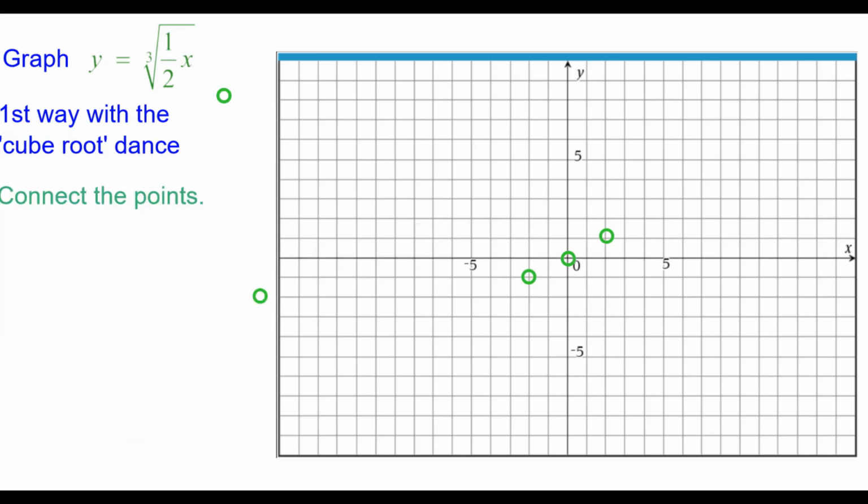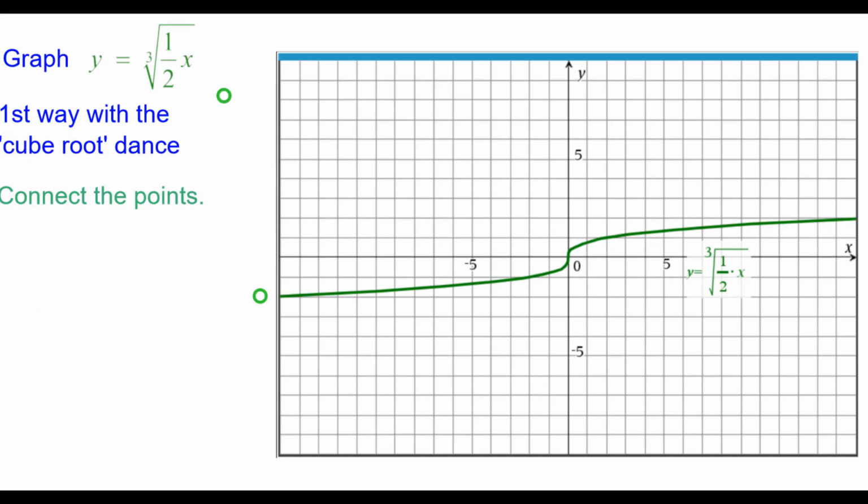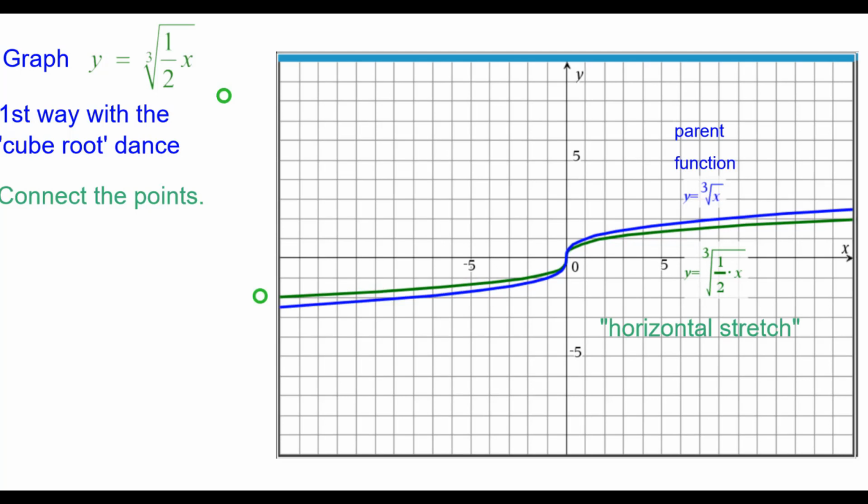So connecting the points, we're getting this Cuberoot looking graph. And we'll compare it to the parent function. And you can see that from blue to green, the green is a horizontal stretch of the parent function.